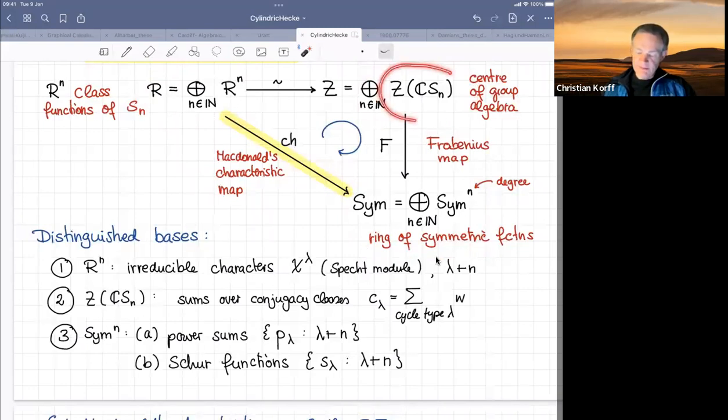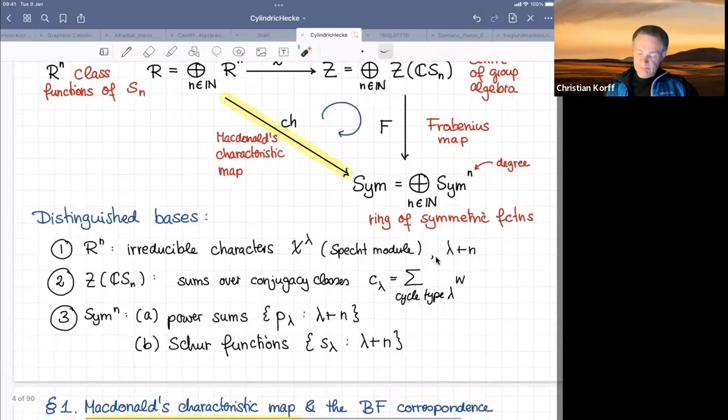Then here the center of the group algebra also has a distinguished basis, namely you take the sum over conjugacy classes of your group elements. In this case, these would be all permutations of a fixed cycle type, where lambda is again a partition of n.